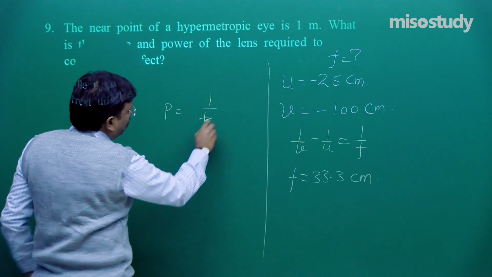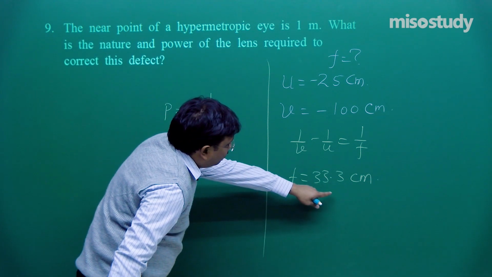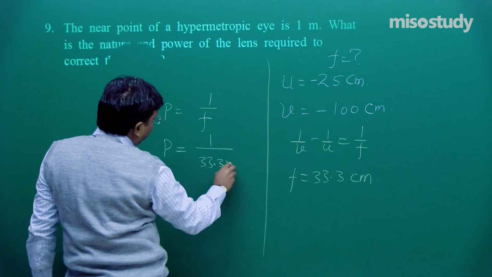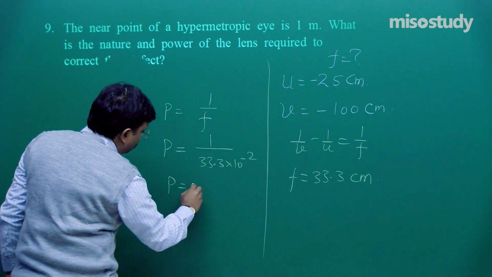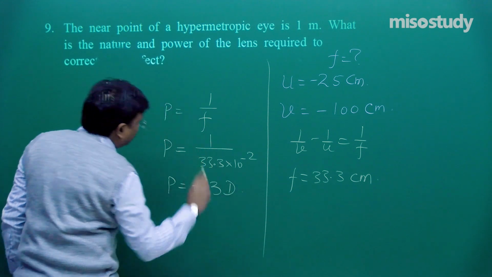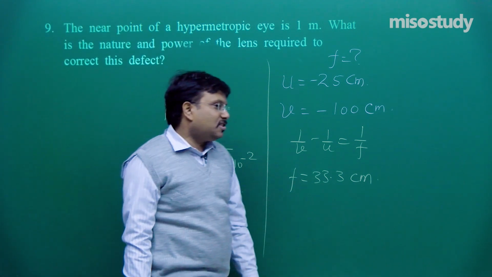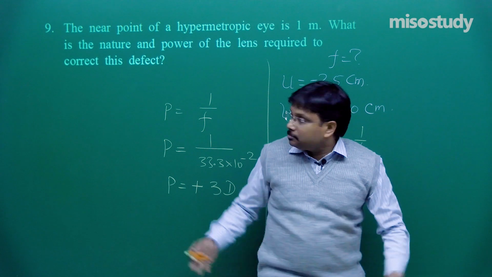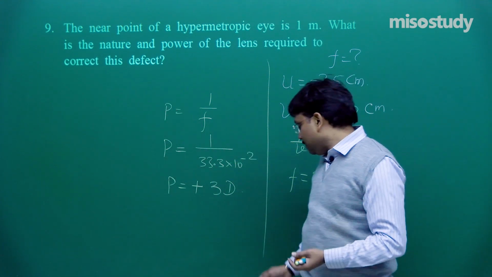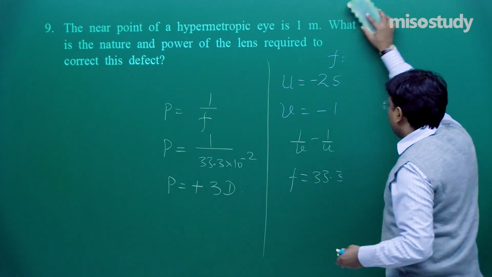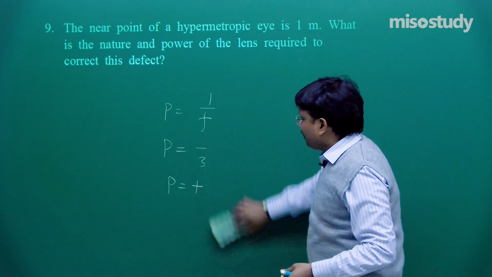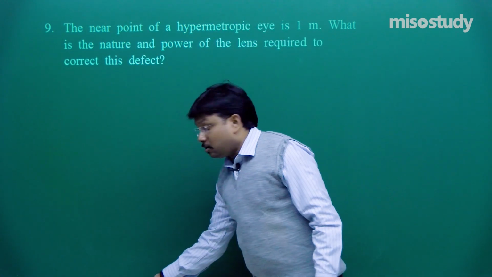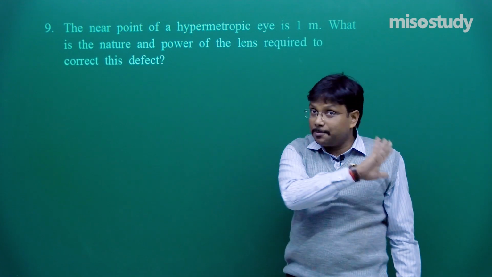Now, let us talk about P. P is equal to 1 by F, and that too you have to use in meters. When you put the value in meters, into 10 to the power minus 2, after solving you will get plus 3 diopter. So, plus 3 means what? Is the lens convex or concave? Obviously, it should be convex. Everything is clear. So, do not think that these are difficult aspects, these are simple aspects, provided you have the idea of the concept and the formula at your fingertips.